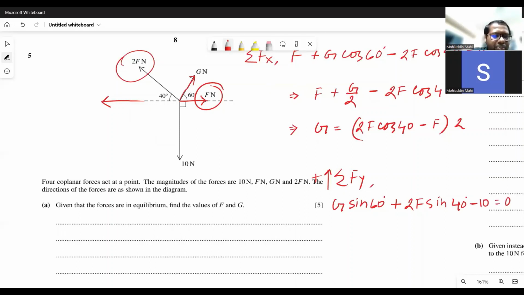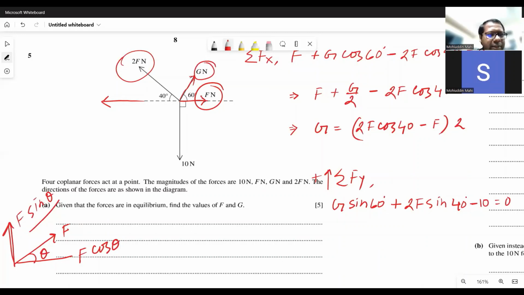So always in case of components, remember that when you are finding the component at the side of the theta, that's always the cos component. And when you are finding the component on the other side of the theta, it's always going to be sine theta. So that's why in the vertical direction, the component of G is G sine 60, and the component of twice F in the vertical direction is twice F sine 40. And as 10 Newton is acting in the opposite direction, that's why I've given a negative sign here.